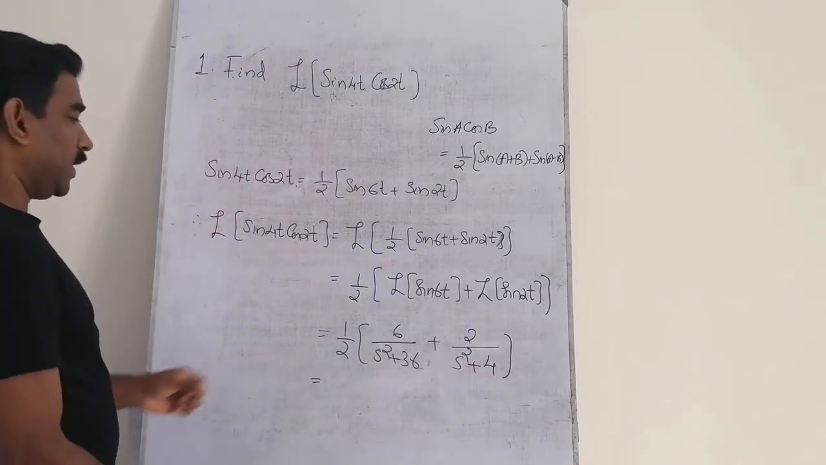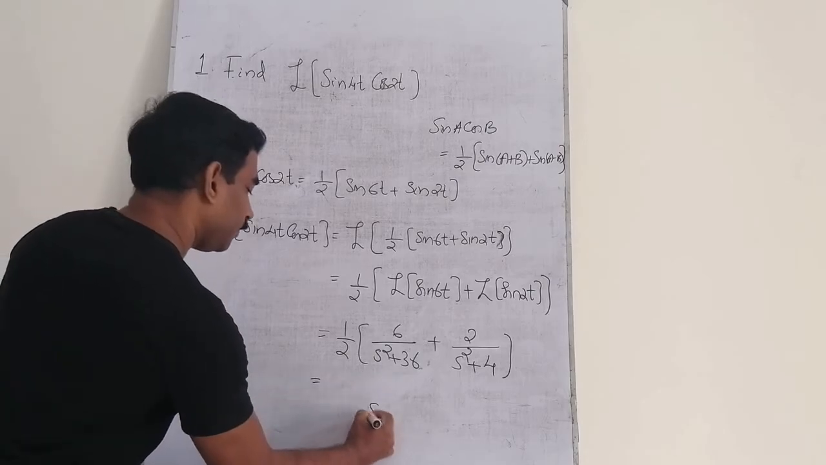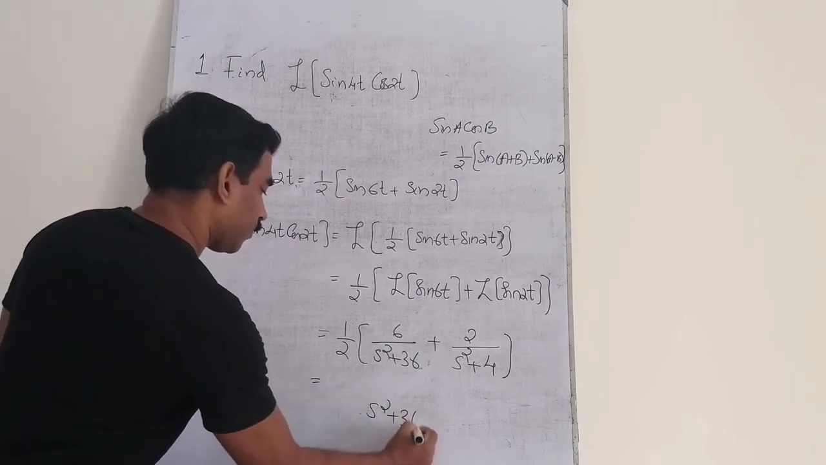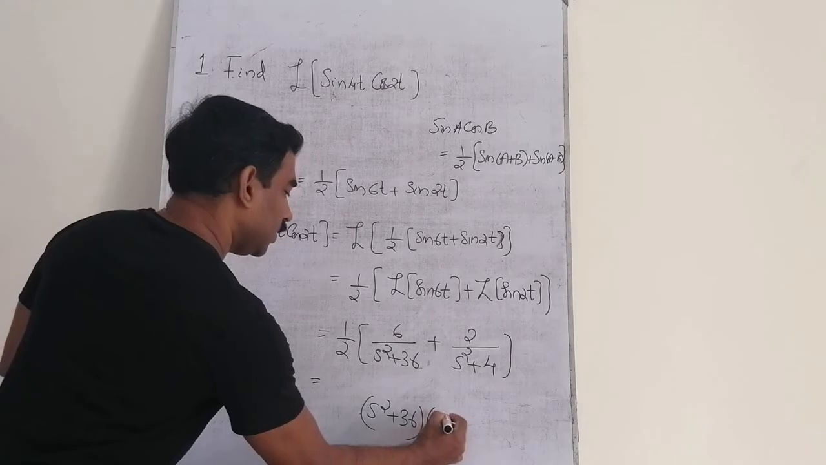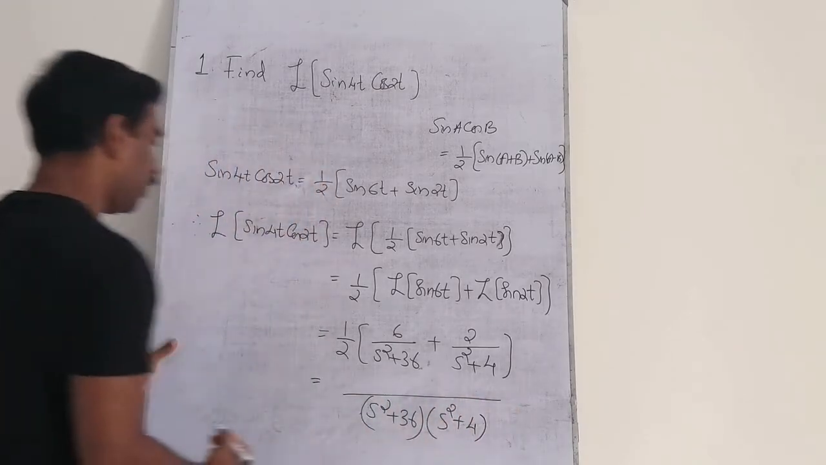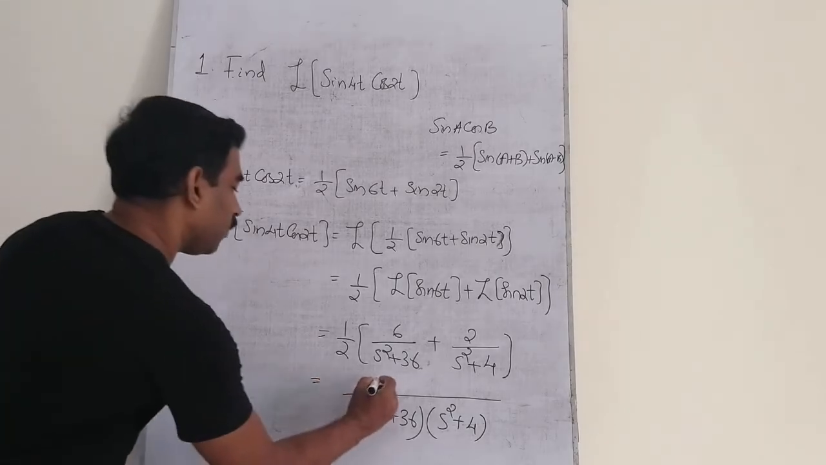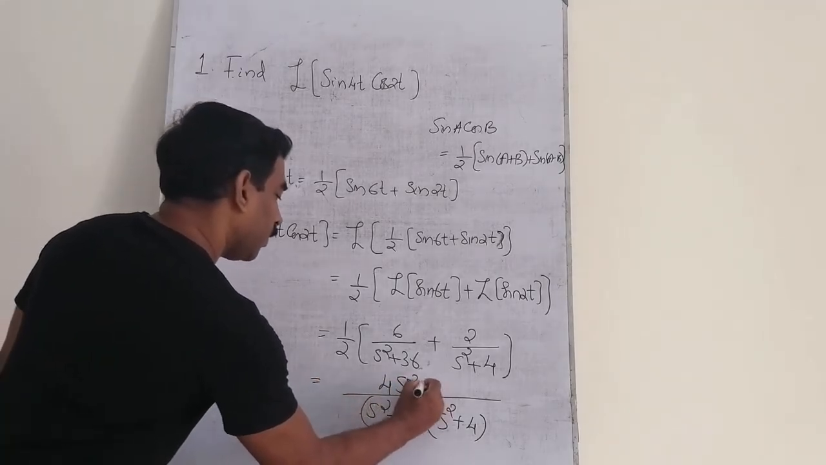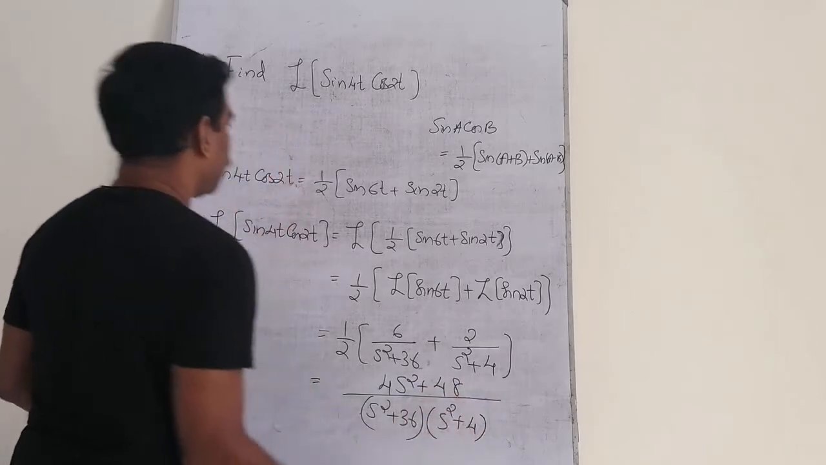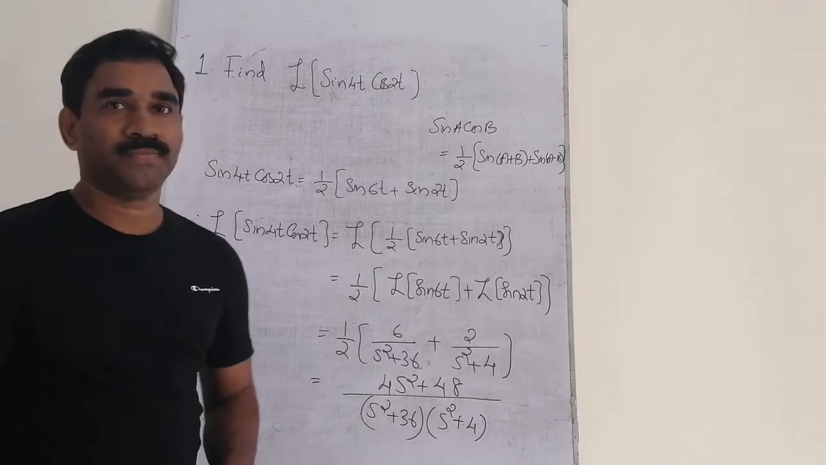Now taking LCM, (s² plus 36)(s² plus 4), and simplifying, upon multiplying and simplifying, finally we get the answer as (4s² plus 48) divided by (s² plus 36)(s² plus 4). So this is Laplace transform of sin 4t cos 2t.